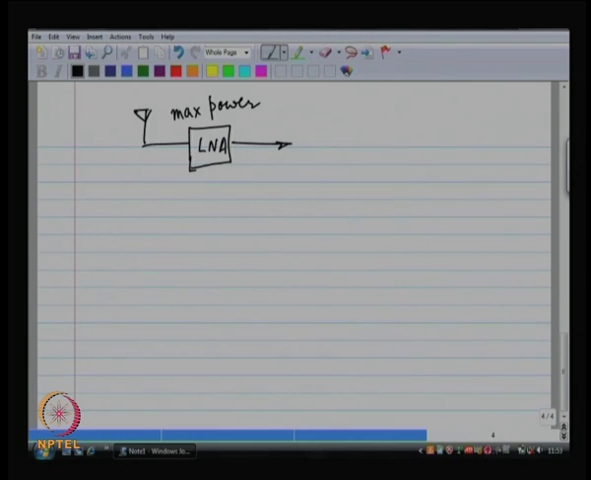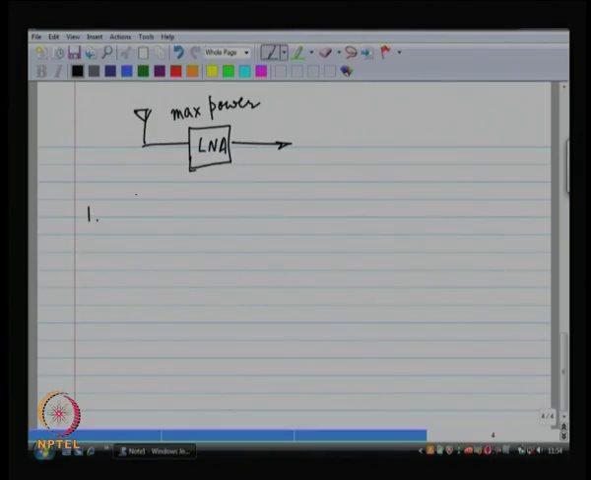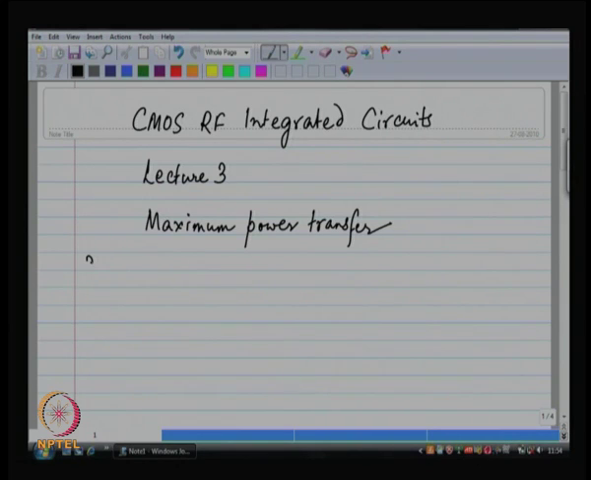Why do I want maximum power on the signal to be received onto the LNA? It so happens that maximum power received on the LNA also means that there are no reflections. That is a coincidence.